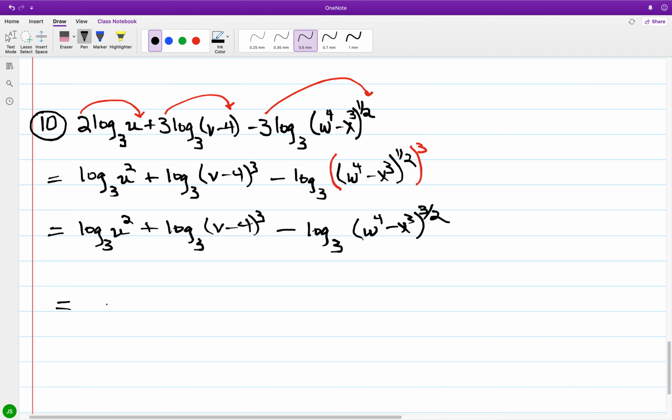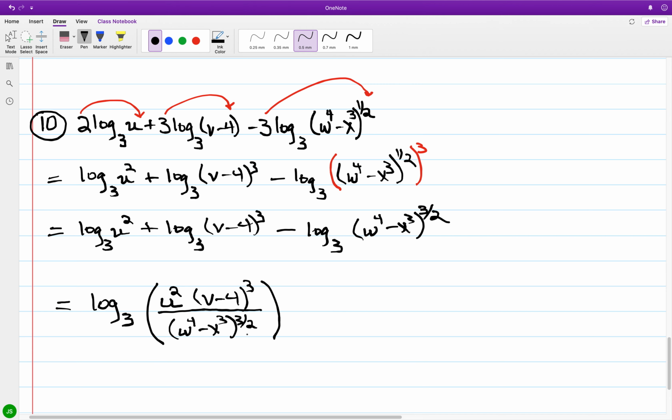So we can go ahead and combine our terms. We have a base 3 logarithm, and with the first two terms positive, they will go in the numerator. So we have u squared times the quantity v minus 4 to the third, and the last term being negative, we have w to the fourth minus x cubed raised to the 3/2 at the bottom. And this particular term is going to be the result for number 10.